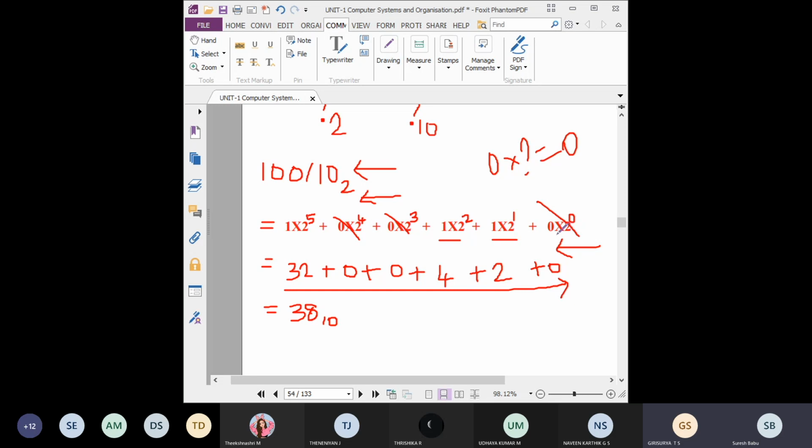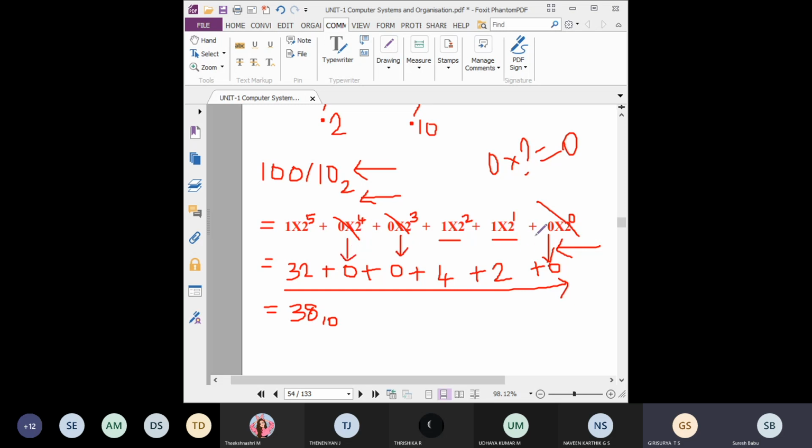2 power 0, 2 power 1, 2 power 2, like this. Okay, next step, you can simply strike out these zeros. Okay, no need to strike them out also. You can straight away give the 0 value here, 0, 0, like this. Understood?